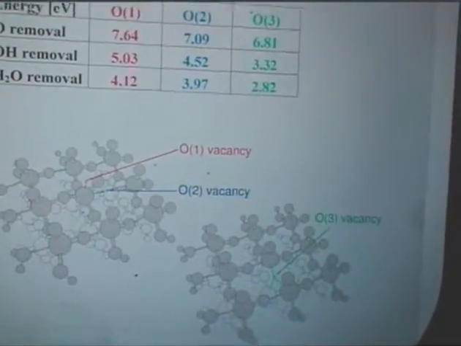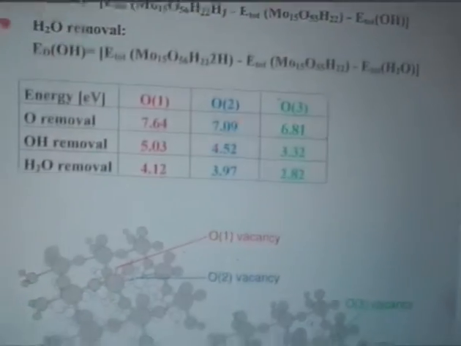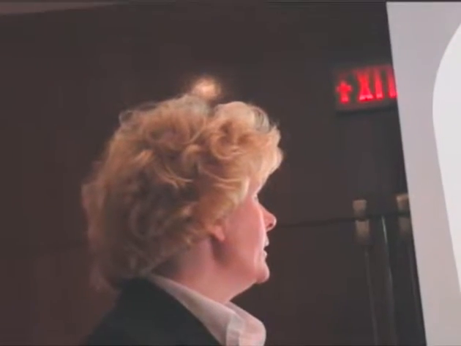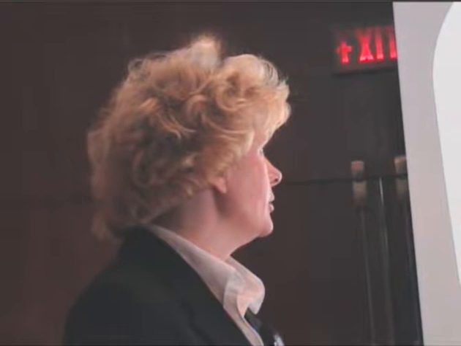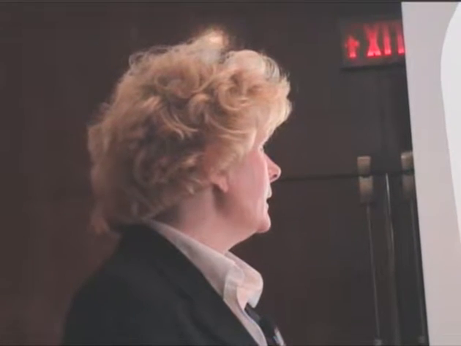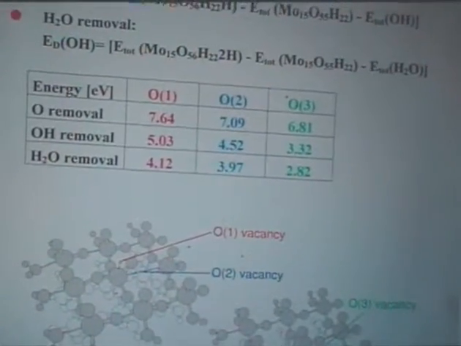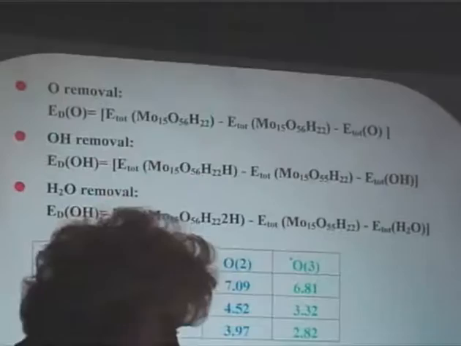And we see that in each column, hydrogen assisted the formation of the vacancy, and the energy is almost half of the energy without the hydrogen. And the third point is that the lowest energy, so the easiest place to make the vacancy, is the triply coordinated oxygen. So let me summarize what we have learned from this calculation.